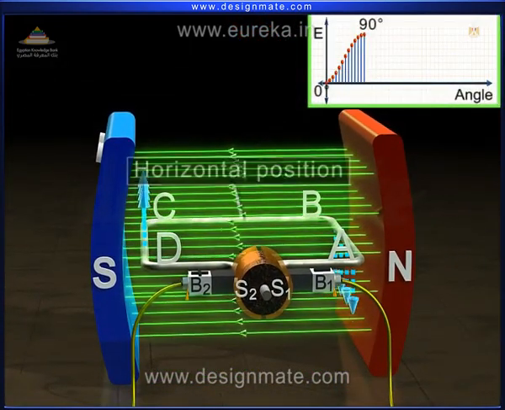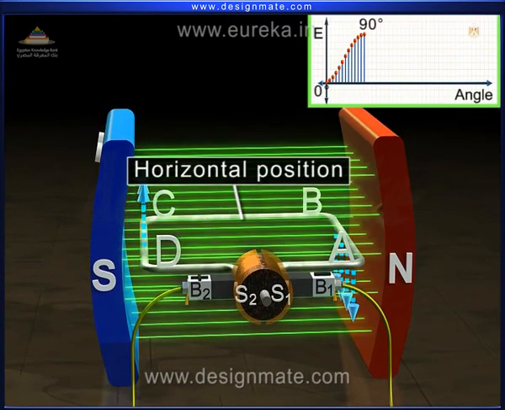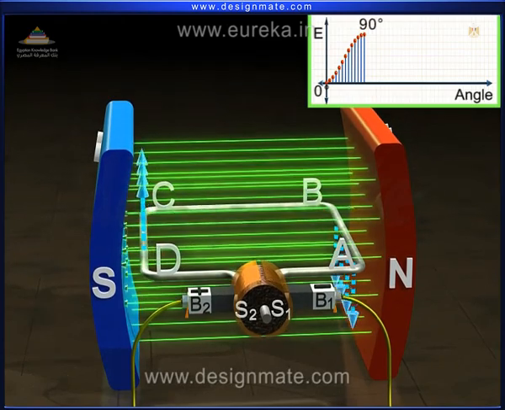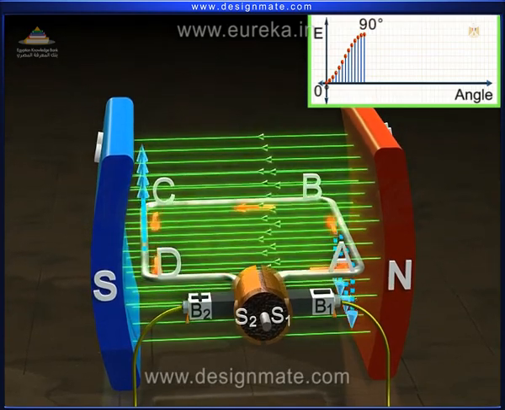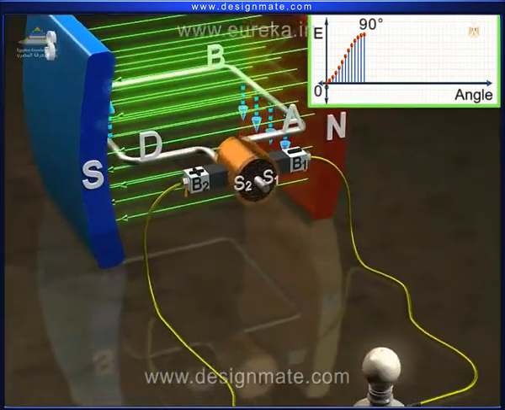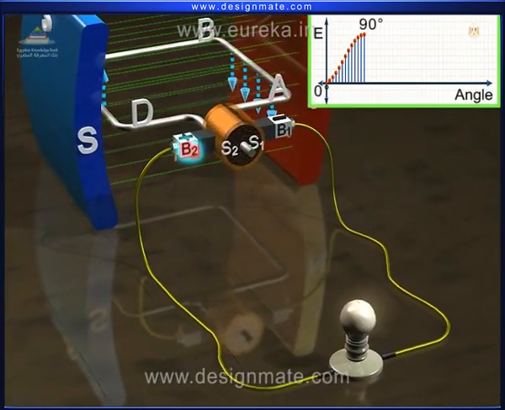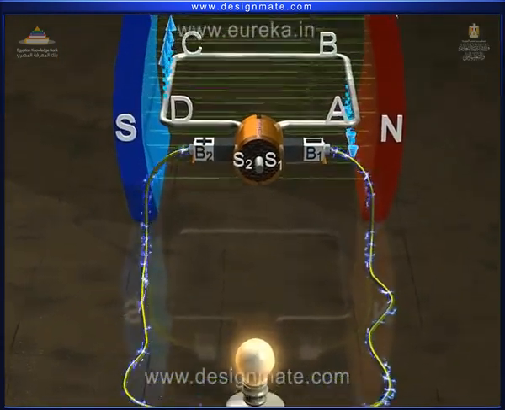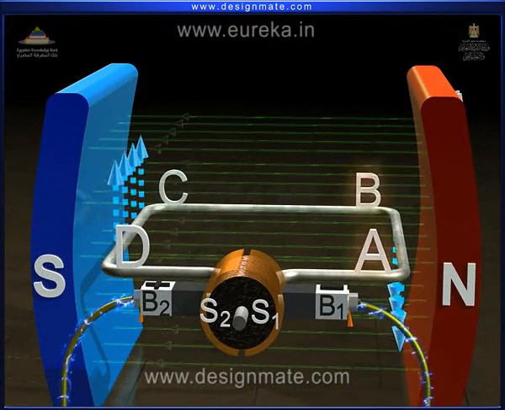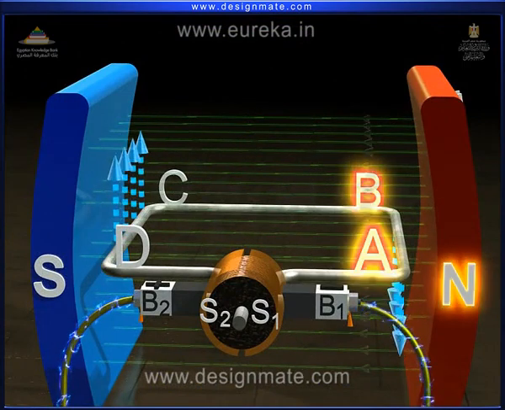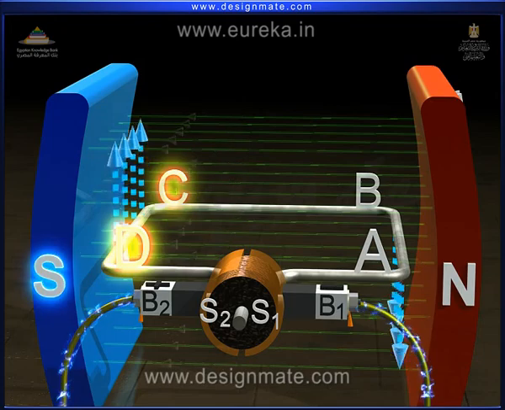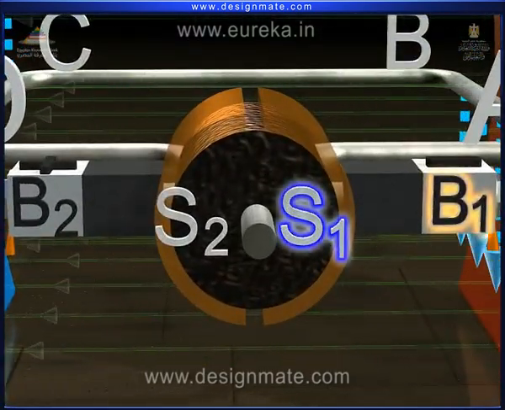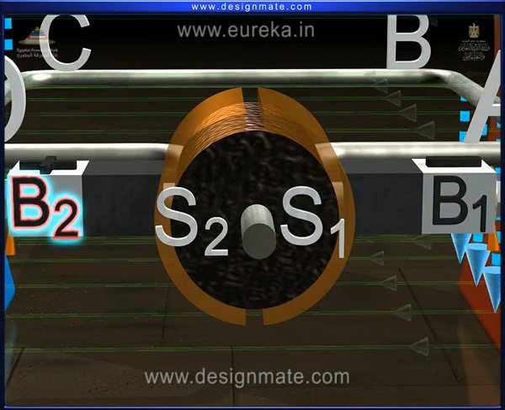As the coil reaches the horizontal position, that is 90 degrees, the rate of change of flux is maximum. Hence, EMF induced is also maximum, and also the current, as seen in this graph. The current enters the external circuit through B2 and leaves the circuit at B1. During this position, arm AB faces the North Pole, and arm CD faces the South Pole. Here, brush B1 is in contact with S1 and brush B2 is in contact with S2.